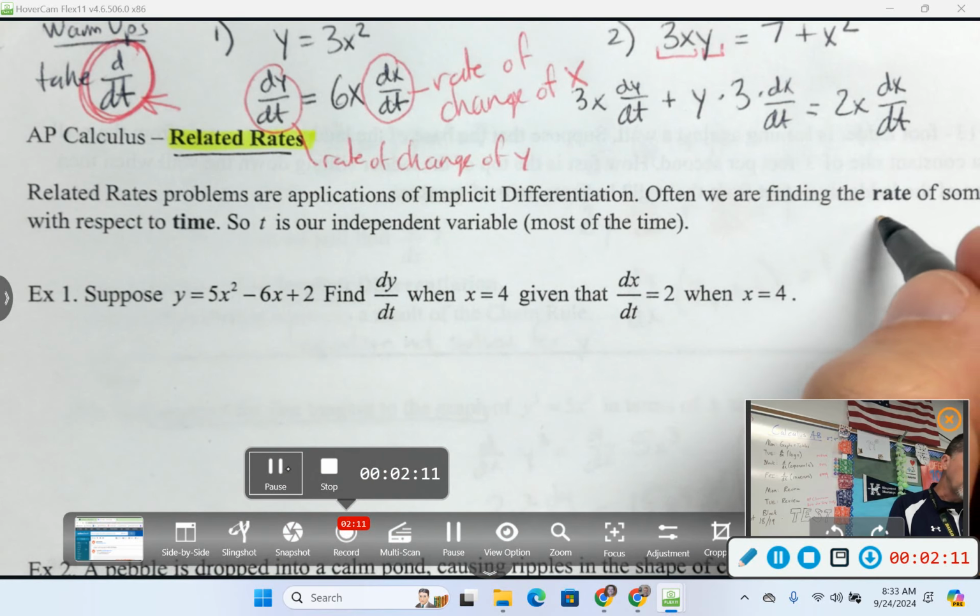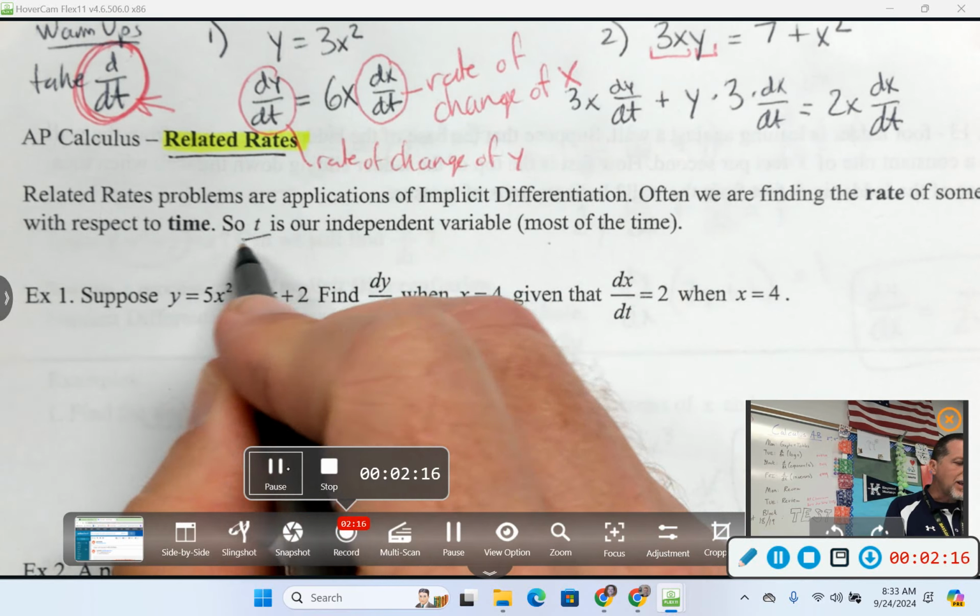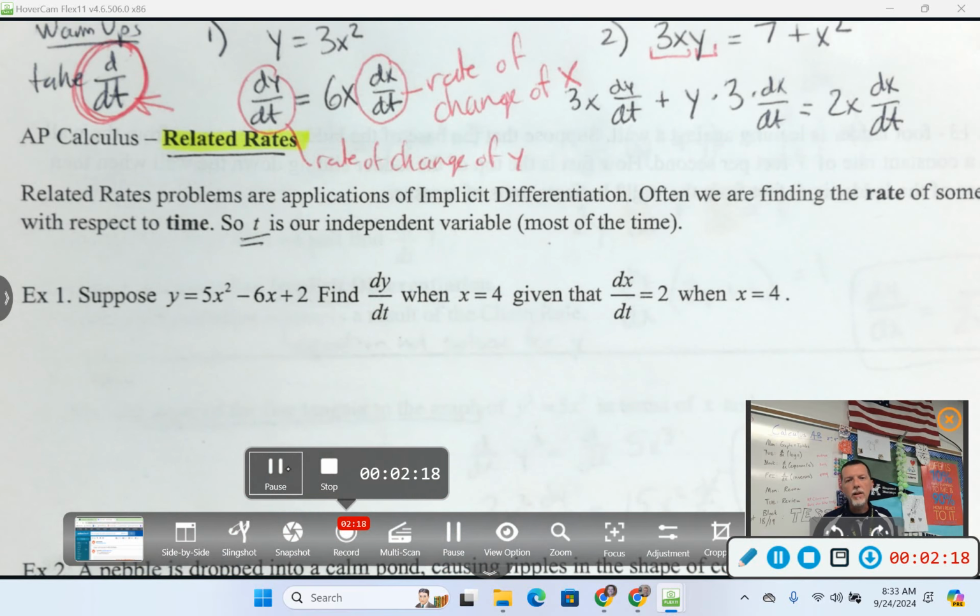Often we're finding the rate of something with respect to time. So most of the time t is our independent variable. And so we don't often use y prime today, because y prime is dy dx, and we don't usually want dy dx. We want dy dt or dx dt.